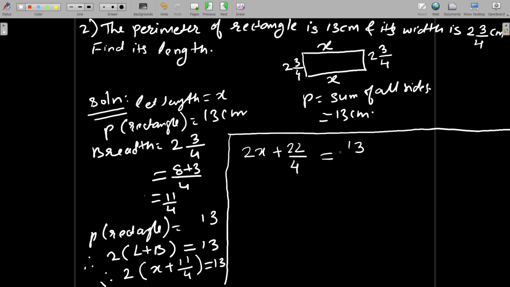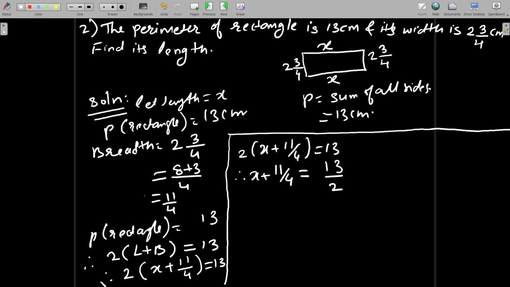Or what we can do is, just simply, anyhow this 2 is there, right? It is in the multiplication factor. For the example, I multiplied the bracket. So here we have 2 into (x plus 11 by 4) is equal to 13. This is of the form ax is equal to b, right? Therefore x plus 11 by 4 is equal to 13 by 2. Why? Because when I take this multiplication number to the other side of the equal to sign, it becomes division. Right, now my equation is very simplified.